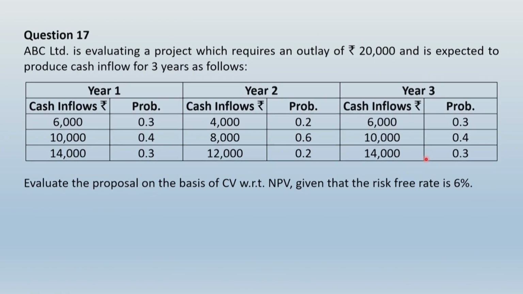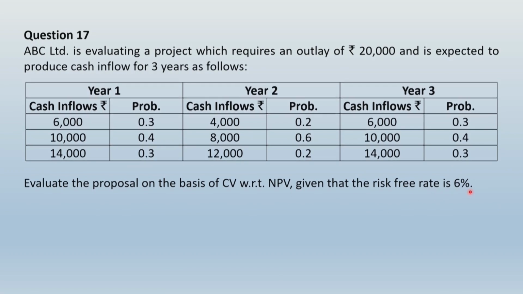If you carefully observe, the data given for year 1 and what is given for year 3 are exactly the same. So you can carry out the calculations for year 1 and year 3 in common. It is asking you to evaluate the proposal on the basis of CV with respect to NPV, given that the risk-free rate is 6%.